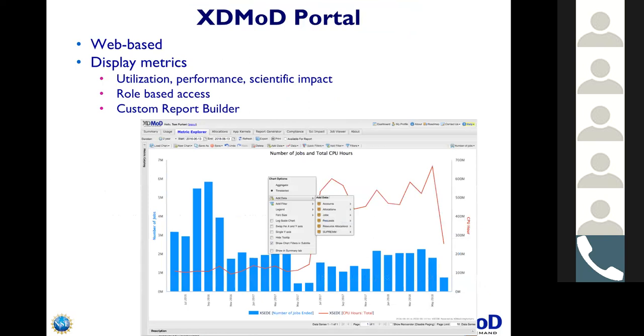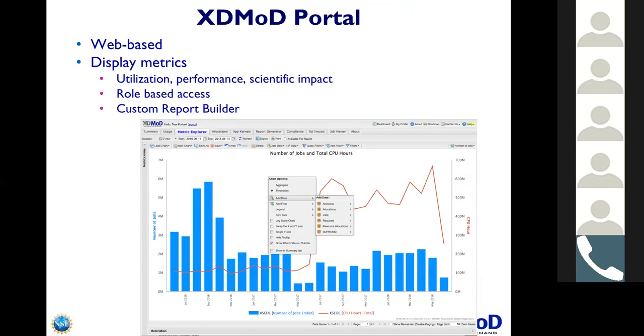In terms of the portal, Joe will go over this in greater detail, but it's tab-based. You can notice, hopefully, that there's tabs across the top of that. There's a summary usage, Metric Explorer tab, allocations, application kernels, and others. There's a custom report generator, which allows you to decide what reports you'd like to receive and say how often you'd like to receive them. And then you don't have to log into the system.